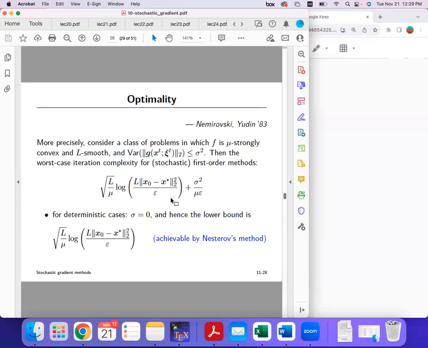And we can see this complexity result. The first term depends on the condition number, the square root of the condition number, and inside we have log 1/epsilon. So the first term is basically dominated by this condition number. The second term, sigma square, is the noise variance of the stochastic gradient noise. So it's sigma square divided by mu times epsilon. This is a 1/epsilon complexity.